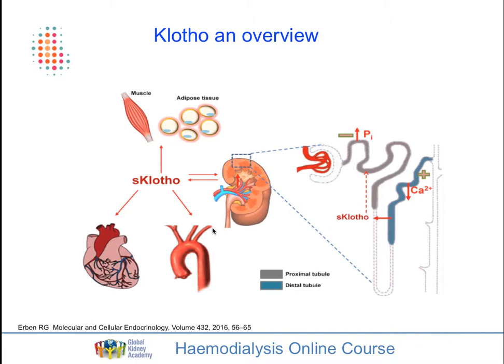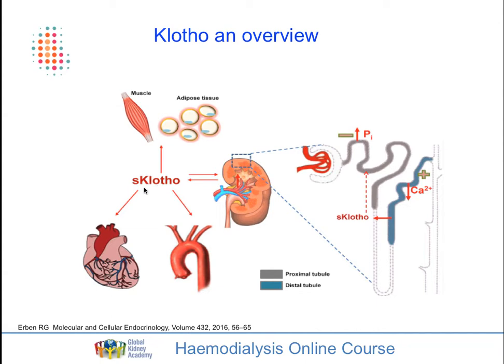What about Klotho? As we've talked already, Klotho is not a receptor, but a transmembrane protein that associates with the FGF-23 receptor and enables phosphate excretion to take place from the proximal tubule and calcium reabsorption to take place from the distal tubule. The kidney is an important source of circulating soluble Klotho, which may have effects on insulin signaling in the muscle and the adipose tissue, and may also have protective effects on the vascular system and the heart.